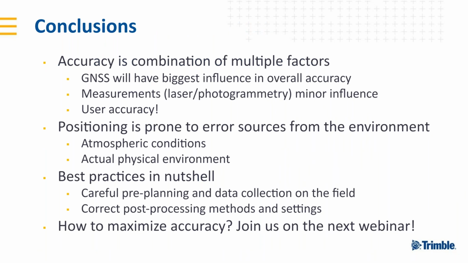So we could say that the accuracy is a combination of multiple factors. You cannot just take one value and say it's always true. The GNSS will have the biggest influence on the overall accuracy, as you saw, but the measurements of laser scanning, of imagery, photogrammetry will have a minor influence compared to the GNSS. And one thing to consider is the actual user accuracy. When you do measurements from the point cloud or from the images, how well you are actually picking the points, or how well you are modeling from the point cloud, is something you should also take into consideration.